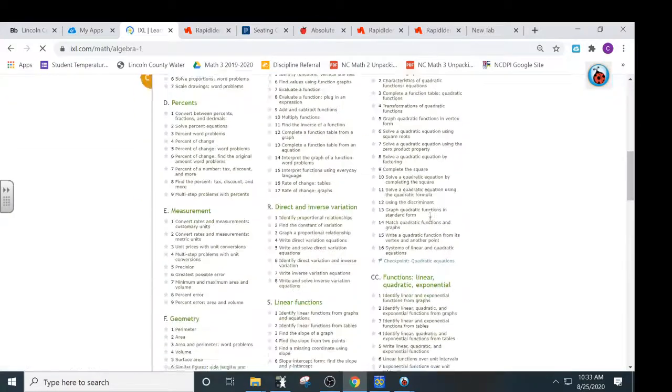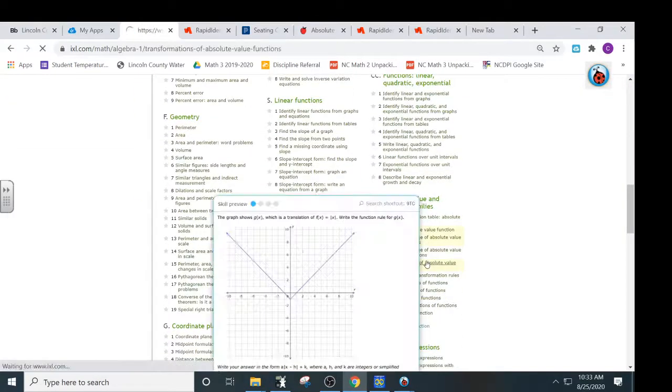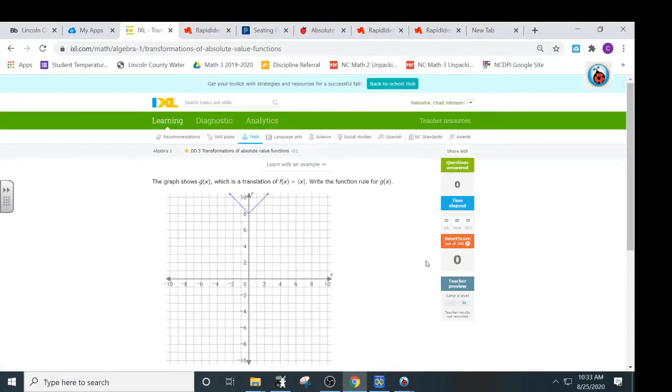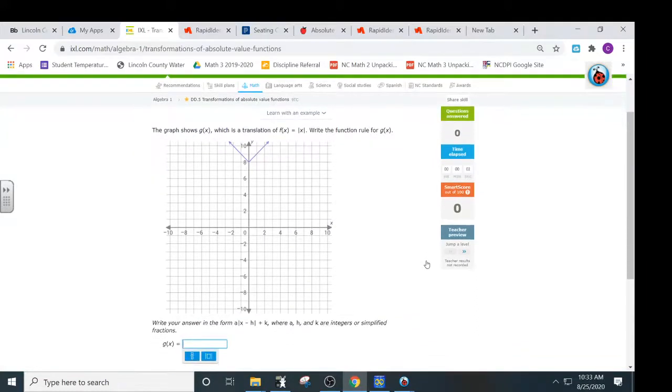Last but not least, the graph shows g of x, which is a translation of f of x equals absolute value of x. So, guys, what that's saying is what is g of x? This is g of x here, the purple line. Okay, and it's a translation of the parent function. Okay, write the function rule for g of x?